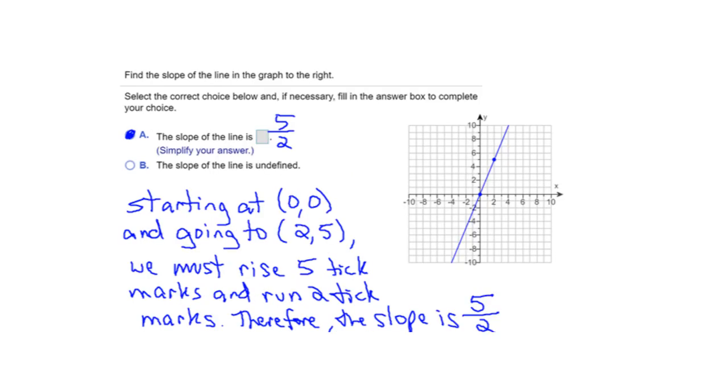Okay, another one where they give you the line and they want to know the slope. Now we know it's positive because it's headed upwards, right? So let's see. If we go from this point at the origin, we would head 5 tick marks up, right? So we would rise 5 and then we would slide over. So you always start at the one point to get to the other point. So we would go up 5 and over 2. So we would rise 5 and run 2. Therefore, our slope is 5 over 2.